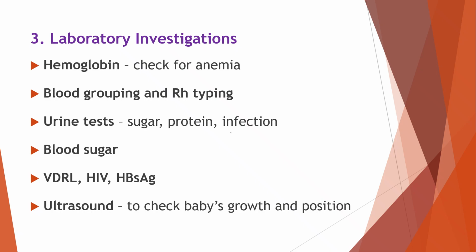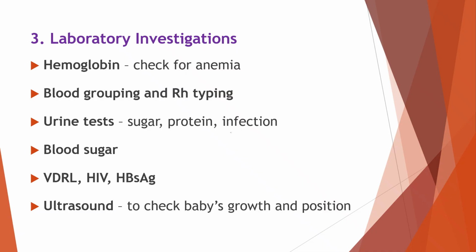Blood grouping and Rh typing. This test finds out the mother's blood group and Rh factor. If the mother is Rh negative and the baby is Rh positive, there can be complications unless special care is given. Urine tests. The urine is tested for sugar, protein, and signs of infection. Sugar in the urine may suggest diabetes, and protein may indicate kidney problems or preeclampsia.